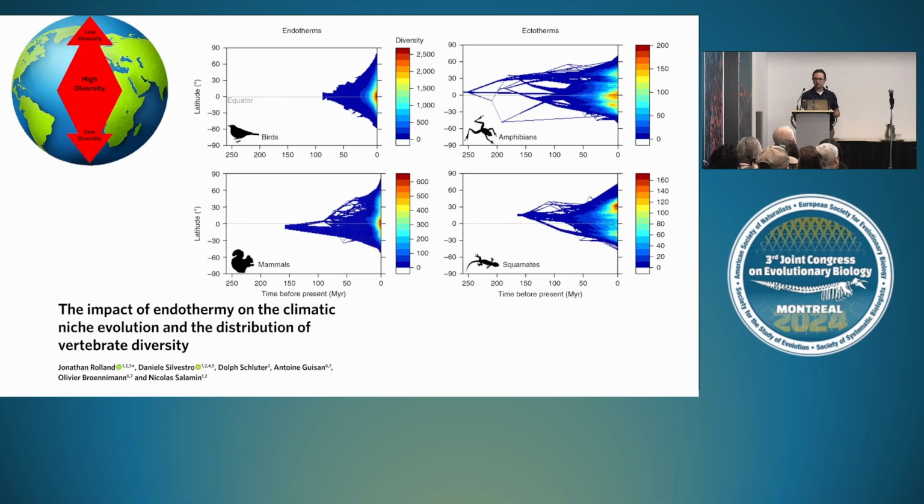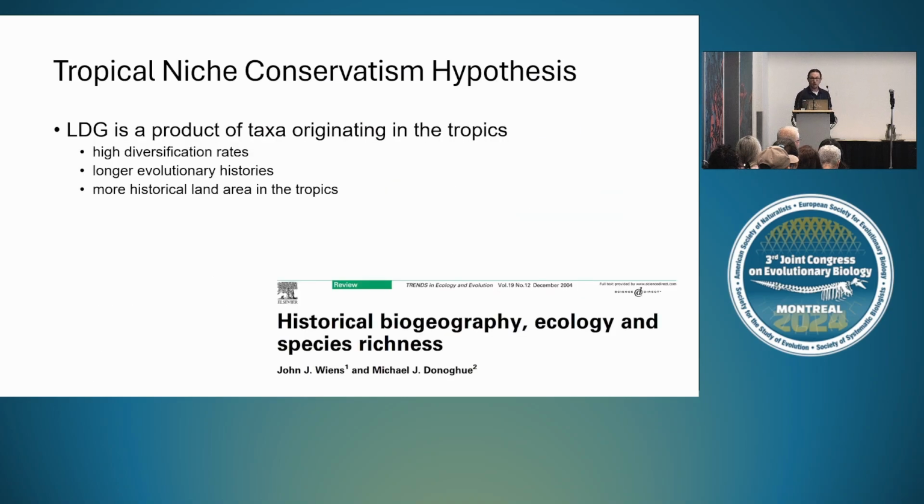Endogenous factors, such as endothermy, also influence the strength and distribution of the diversity gradient across latitudes. And also, this gradient might be the result of evolutionary processes. There are a couple of hypotheses that offer evolutionary explanations too. One of these is the tropical niche conservatism hypothesis, which proposes that the latitudinal diversity gradient is the result of most taxa originating in the tropics. This could be because of either high diversification rates in the tropics, longer evolutionary histories there, or the greater land area in the tropics. And I'd like to note, none of these explanations are exclusive of each other.